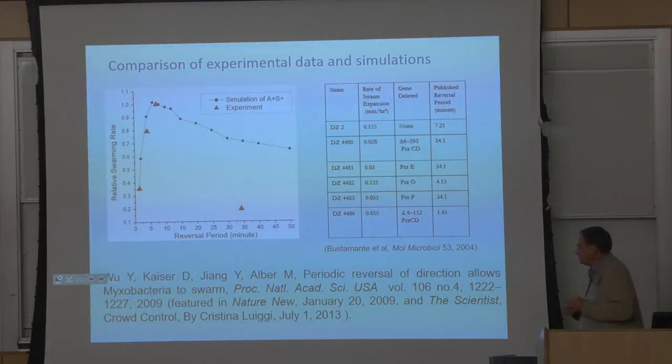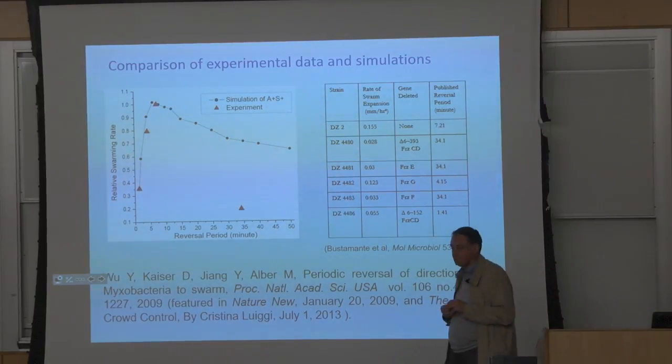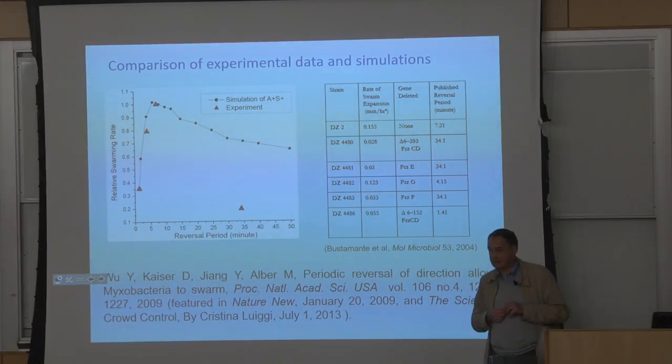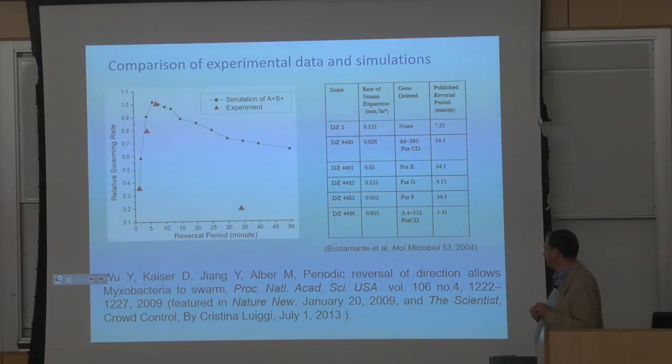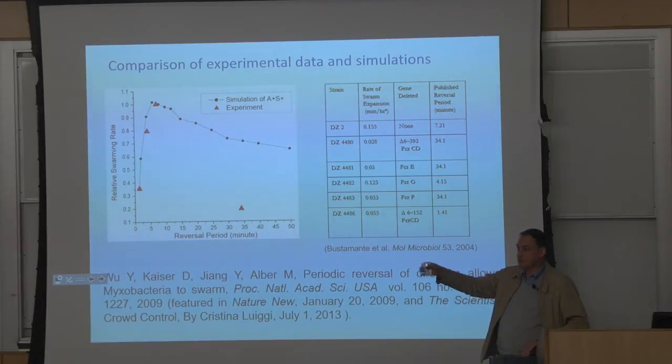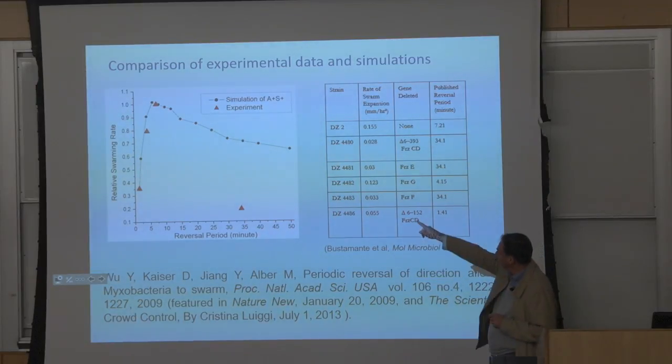Okay, so we talked to biologists, and they said, so big deal. You can just track bacteria and get the same result, or we can do it some other way. So we talked to the Bustamante group at Berkeley. I think he moved recently to Stanford. And he came up with mutants. He genetically modified bacteria, so different groups would reverse at different times. And we got a very good correspondence with the experiment.